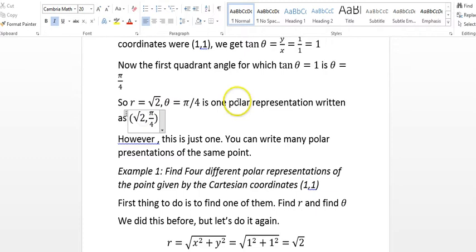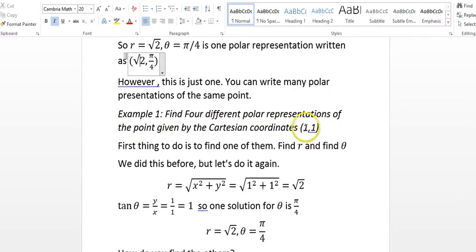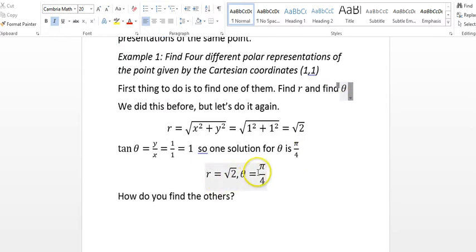How do we get the others? So let's look at it as a problem. Example 1: find 4 different polar representations of the point given by the Cartesian point (1, 1). When you have a problem, the very first thing to do is to find one pair. So first thing is to find r. R is the square root of x squared plus y squared, so we have the square root of 1 squared plus 1 squared, which is square root 2. How do you find theta? Tangent theta is y over x, so you divide the second coordinate by the first coordinate, and you get tangent theta equal to 1, and then you get one solution as pi over 4.